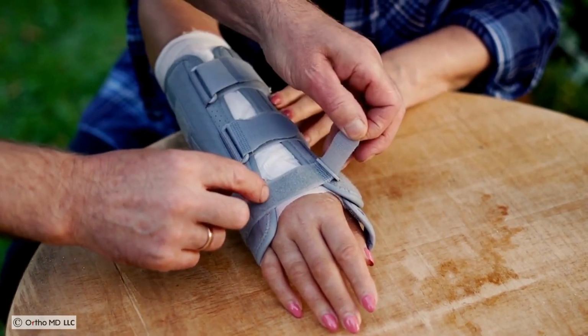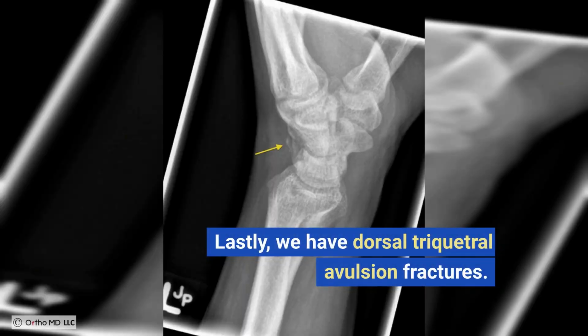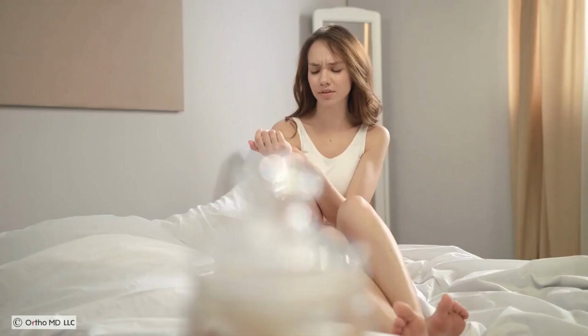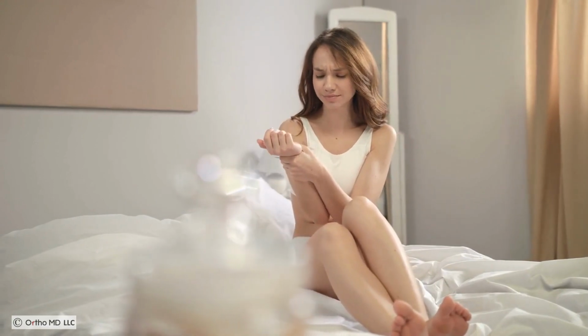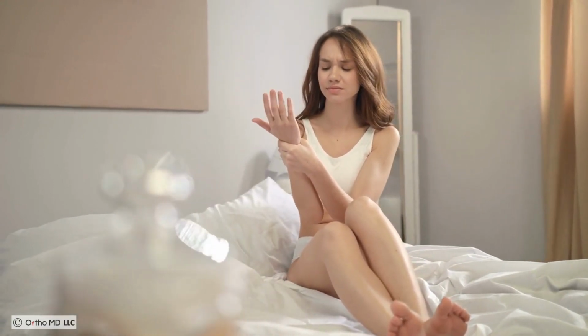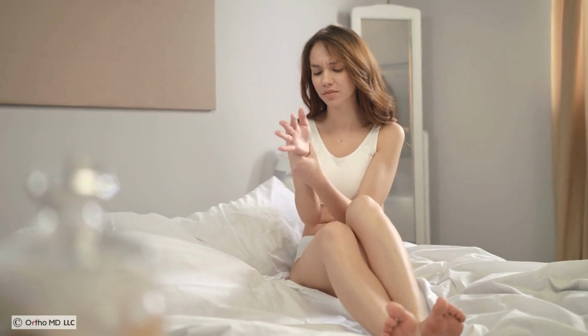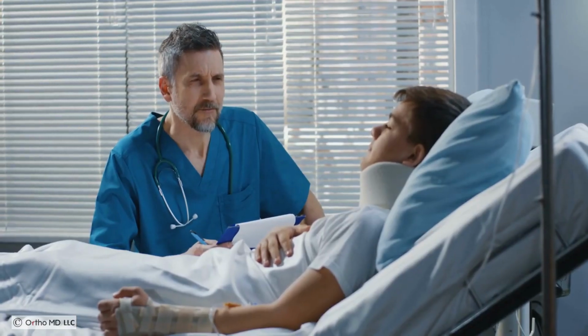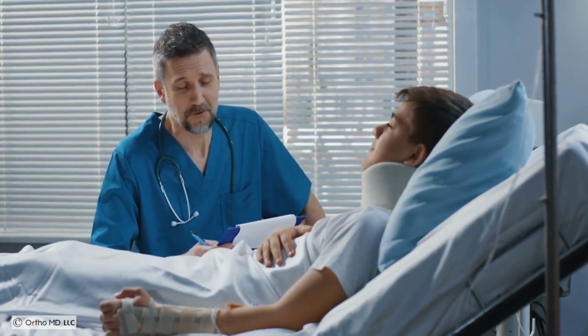Lastly, we have dorsal triquetral avulsion fractures. These fractures occur when a ligament attached to the triquetral bone in the wrist pulls a small piece of bone away from the main bone. This type of fracture typically occurs from a fall on an outstretched hand.